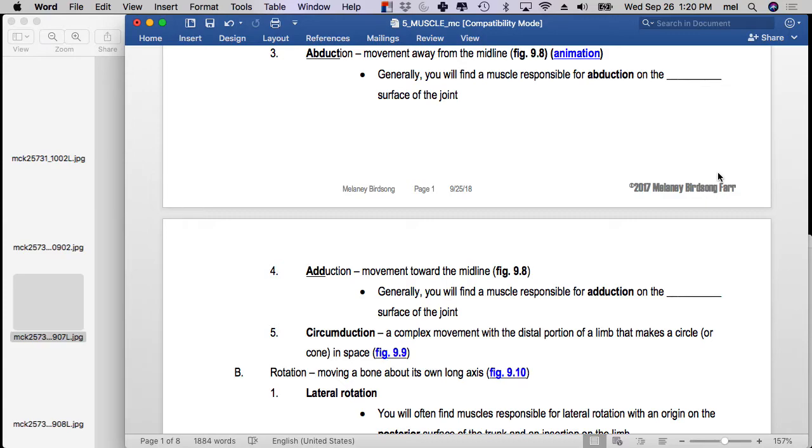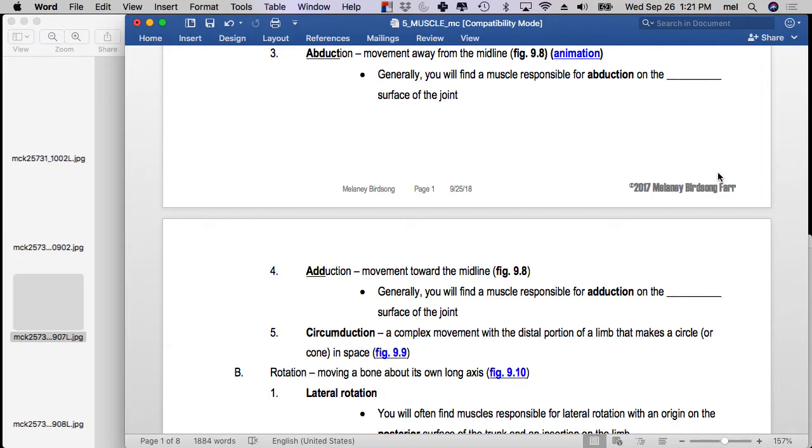So let's practice with one that's easy. You know this muscle, yes? The deltoid. The deltoid is responsible for what? Abduction or adduction? Abduction. So with that in mind, a muscle responsible for abduction is generally going to be on the what surface of the joint? Lateral surface of the joint, yeah? Does that make sense? So the TFL over here, if it was going to help with one of those two functions, which would it be?